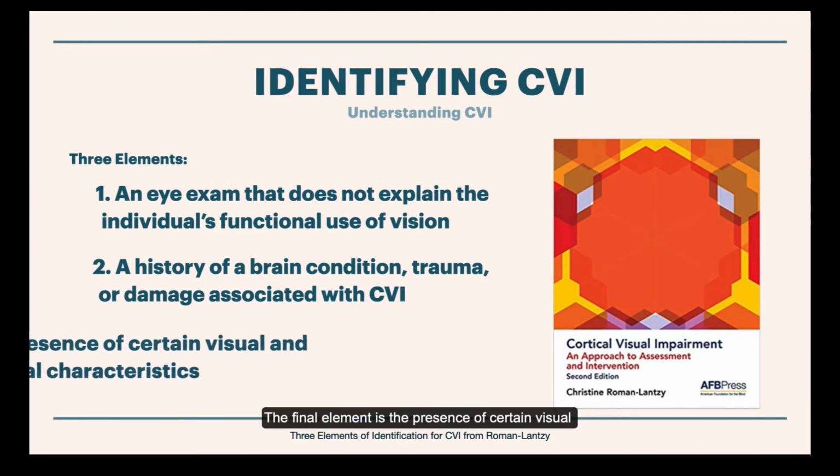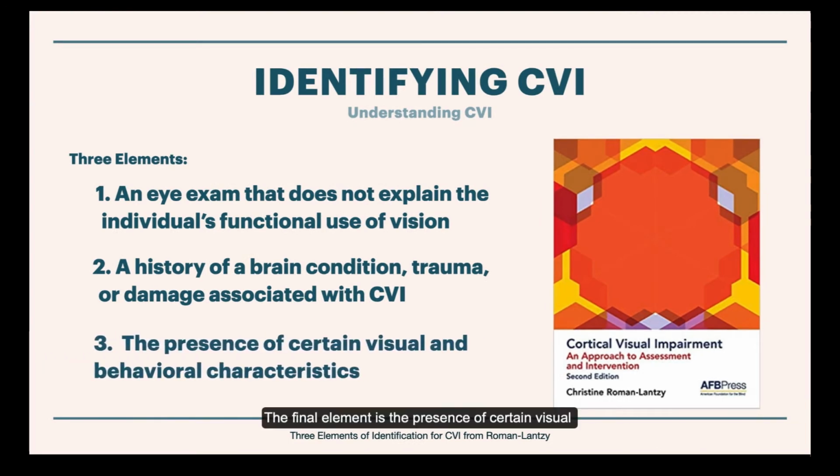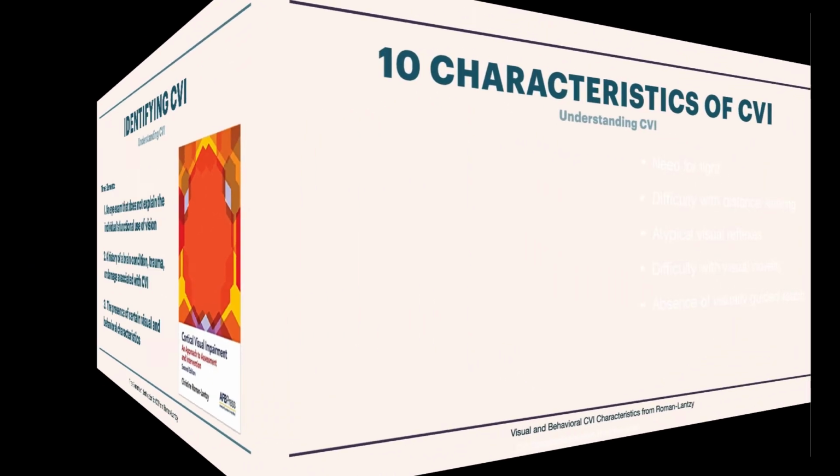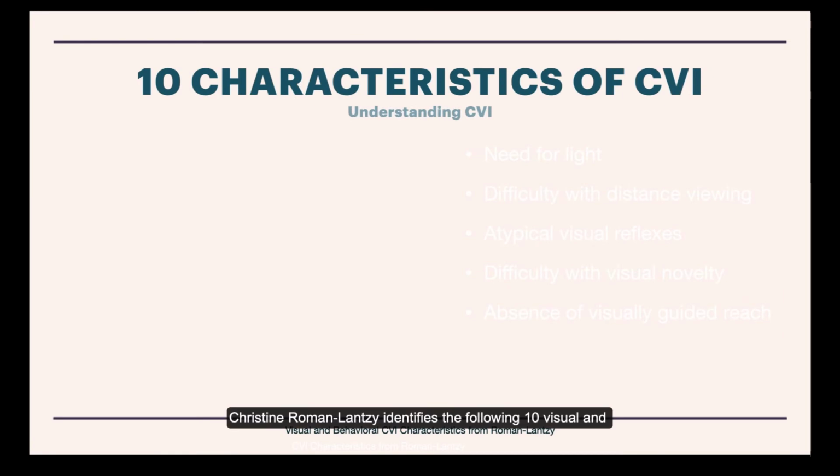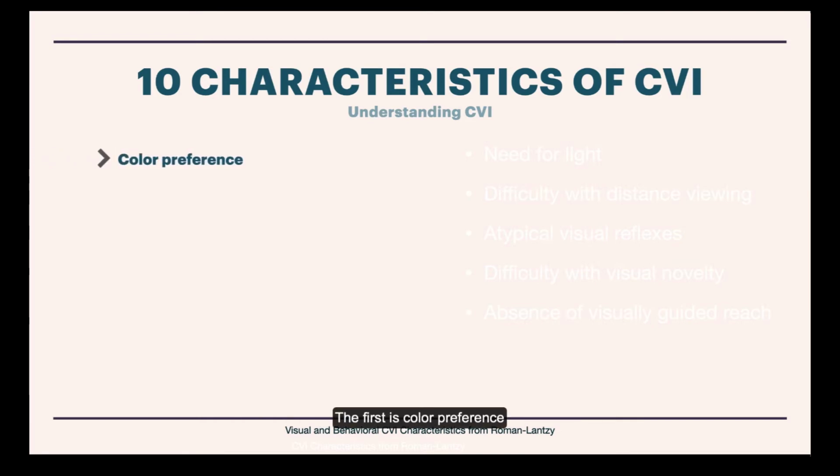The third and final element is the presence of certain visual and behavioral characteristics. Let's walk through these one at a time. Christine Roman Lancey identifies the following 10 visual and behavioral characteristics. The first is color preference.